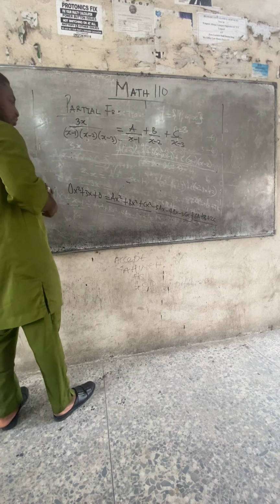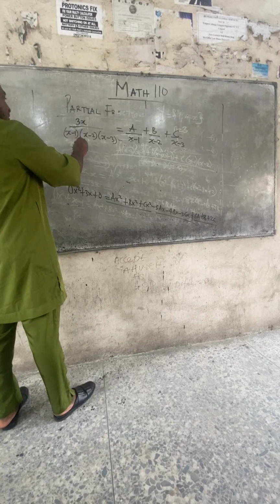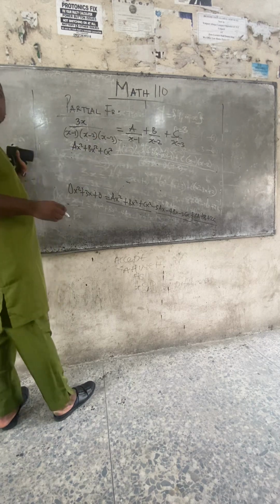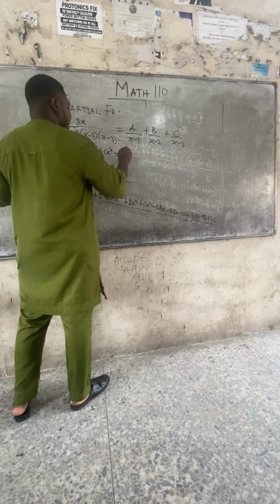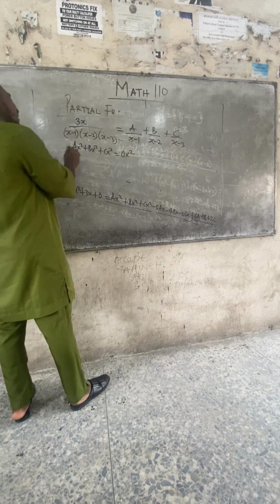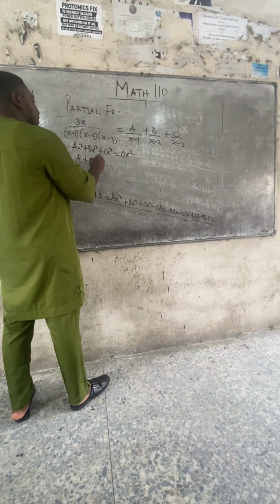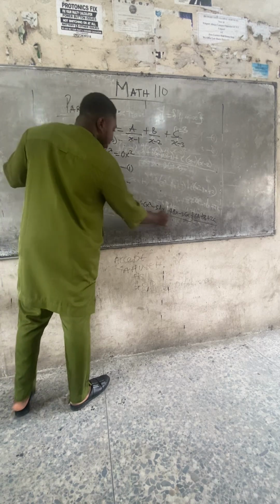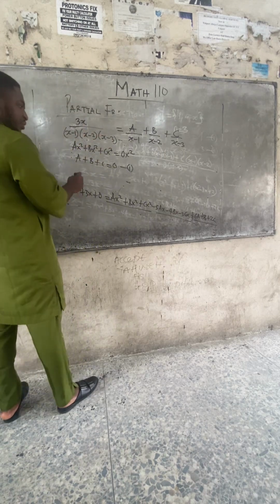What we need to do now is to say ax squared plus bx squared plus cx equals 0x. When we divide all through by x, what will be left? A plus b plus c equals 0, equation 1. Equation 2, if you divide all through by x, what will be left? Let's just do it straight away.